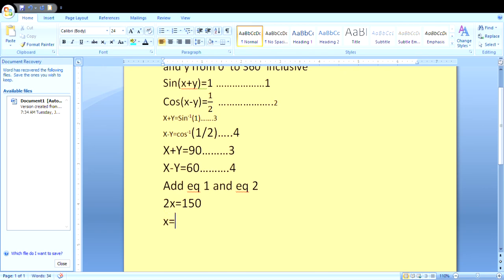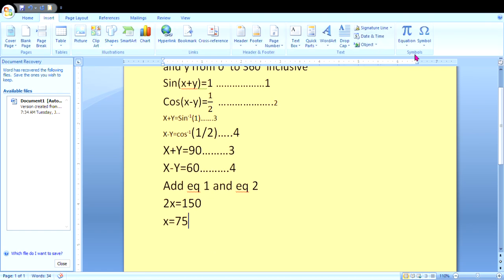x is equal to 75. Okay, so x is 75 degrees.